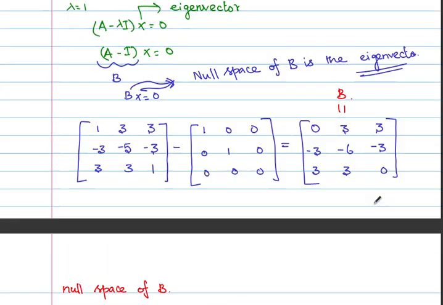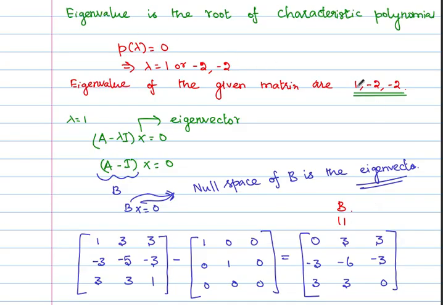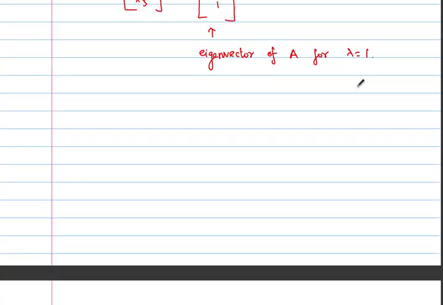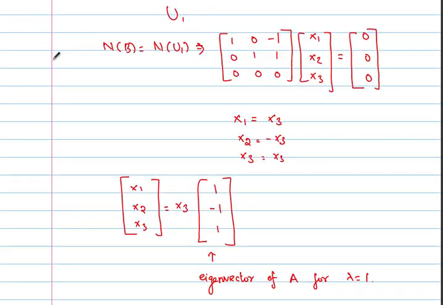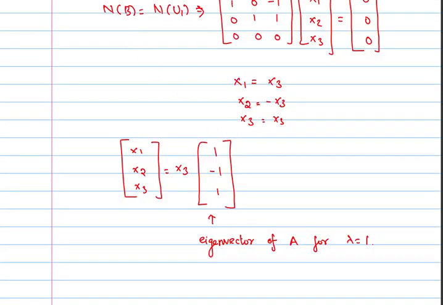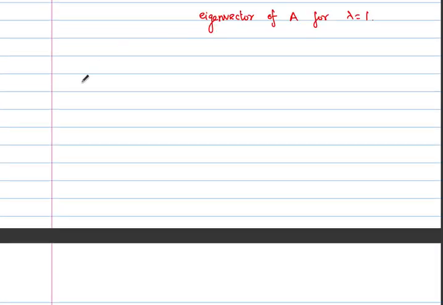So not only eigenvector 1, you also have to find lambda equal to minus 2. This is the eigenvector for lambda equal to 1. You can define this as V1. Now for lambda equal to minus 2, the matrix is A plus 2I.